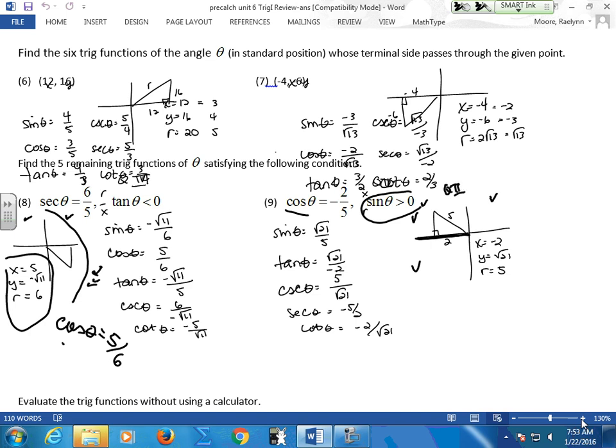Okay, again, set it up and find your missing side.